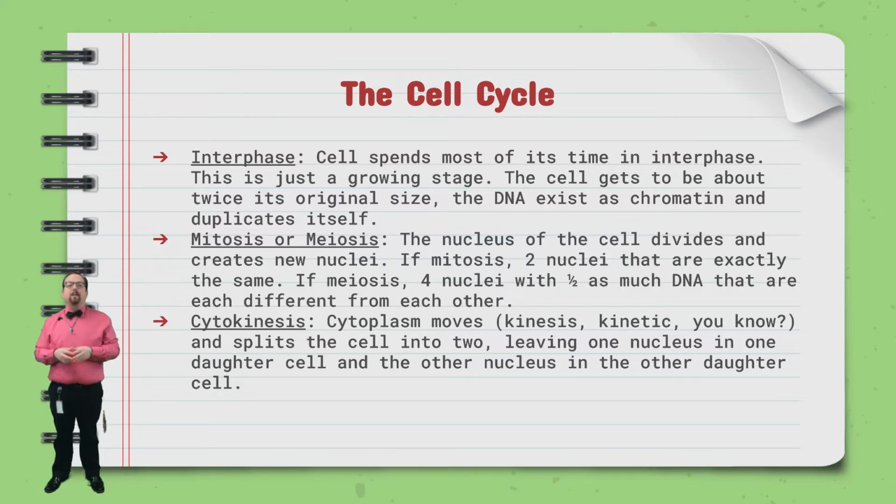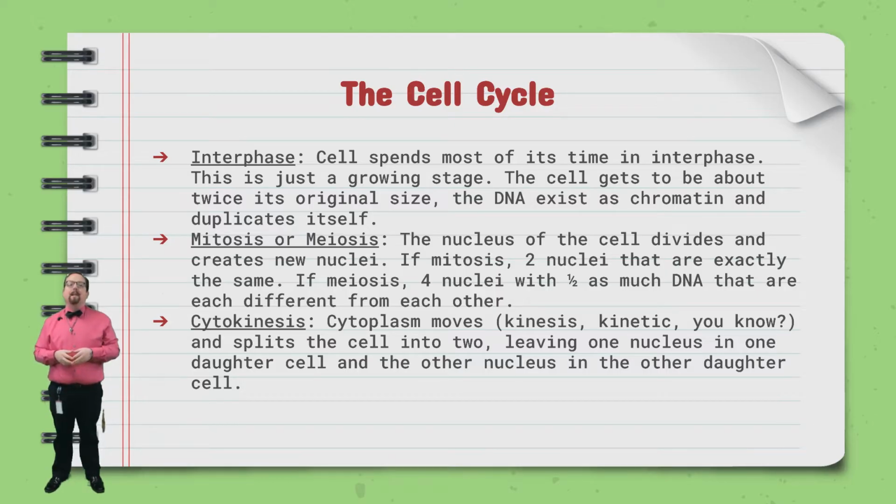Interphase is the stage in which the cell spends most of its life. During interphase, the cell grows to about twice its original size. The DNA exists in the loose form called chromatin, and the DNA duplicates itself, so the cell will end up with 2 full sets of DNA before it moves on to the next step.